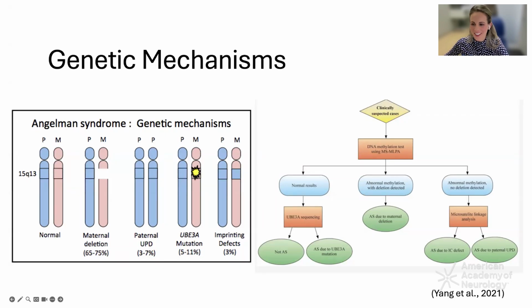For those without a deletion, there's another test called microsatellite linkage analysis. It can be performed to differentiate paternal uniparental disomy from imprinting defects. For those with normal results of methylation, UBE3A gene sequencing is recommended to detect a UBE3A gene mutation, to look for the maternal change. And if it's not detected, then Angelman syndrome is excluded and other diseases need to be considered.